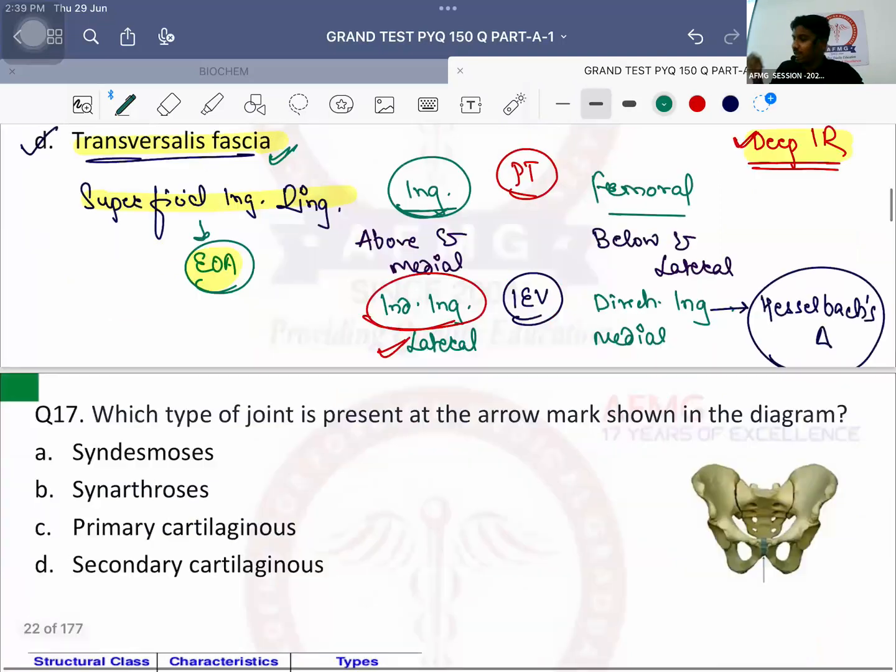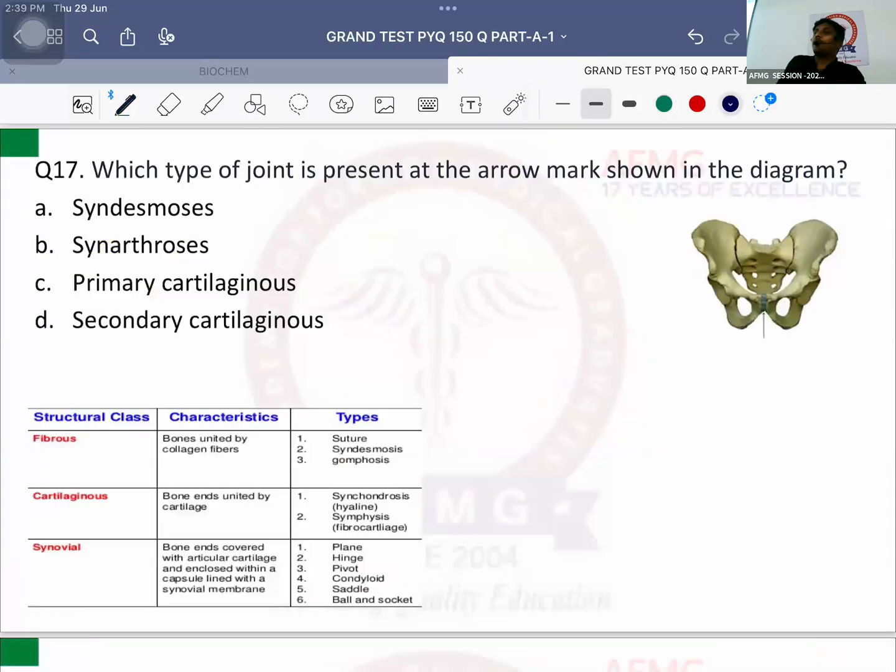Okay. This question has come again, it has been repeated 3 times in exams. Which type of joint is present in the landmark shown in the given image?